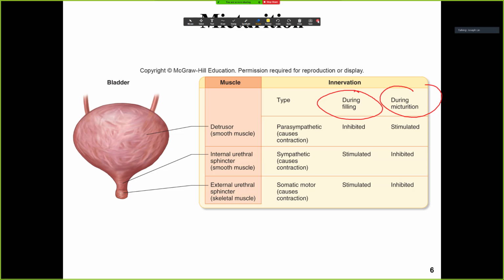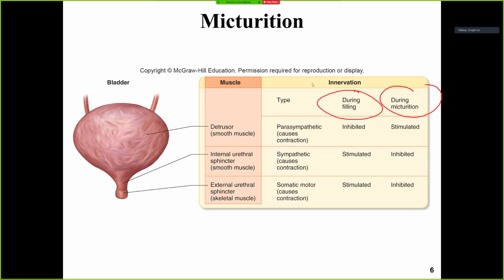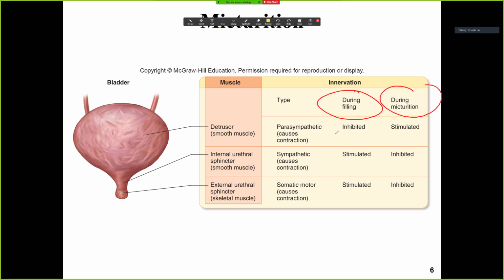So during filling phase, as you're forming urine, what happens is the parasympathetic division begins to inhibit the smooth muscle. So then it causes it to not actually allow it to contract. Whereas during the micturition, when you're trying to pee and urinate, the detrusor will be contracted, and it will be stimulated to allow you to squeeze a little bit.